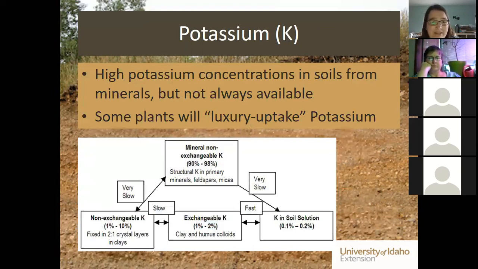So potassium doesn't do a lot of moving and shaking. As you can see, most of those little arrows have "very slow" on top of them. So it's in minerals and feldspars and micas. It's in crystals and clay. And then out of all the potassium out there, like 0.1, 0.2% is actually in soil solution.